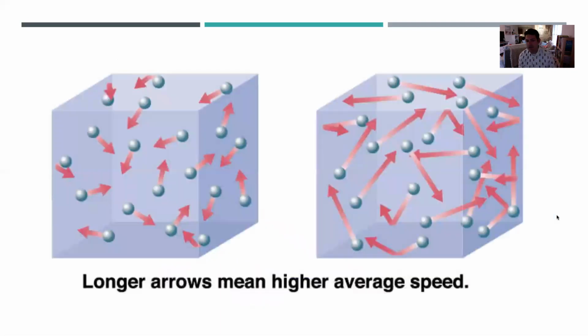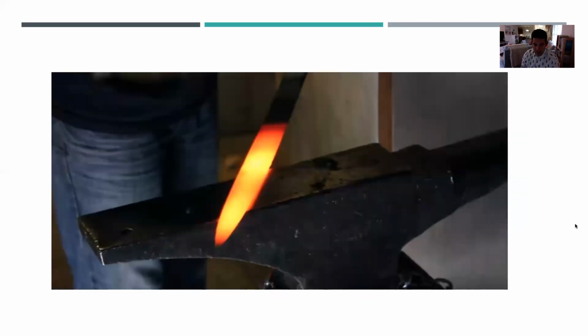Something that you will sometimes see, and we will definitely see in our gases unit, is that if we draw a longer arrow, that represents a faster particle. It's covering more distance. The short arrow means it's cold. The long arrow means it's hot. So we're really thinking about heat.